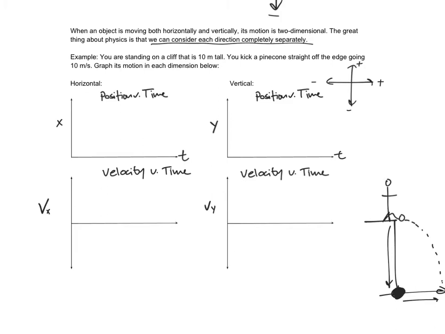Like if you were going to write this starting position here as a point, it would be 0 for the x value, the horizontal, and then 10 meters for the vertical, because we're standing on a cliff that's 10 meters tall, okay? So if we look at this graphically, we can consider these directions separately. We're only going to consider the horizontal first, okay? So my horizontal position started off at 0.